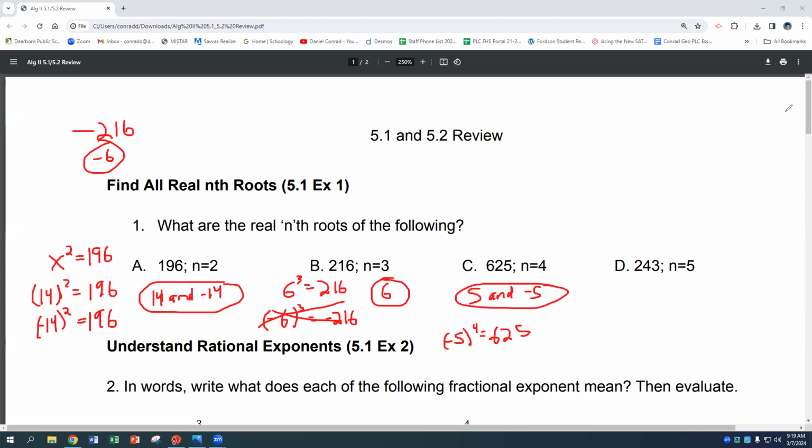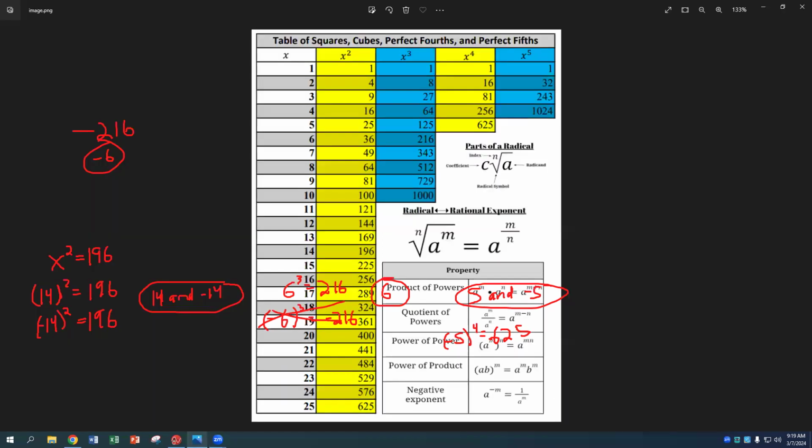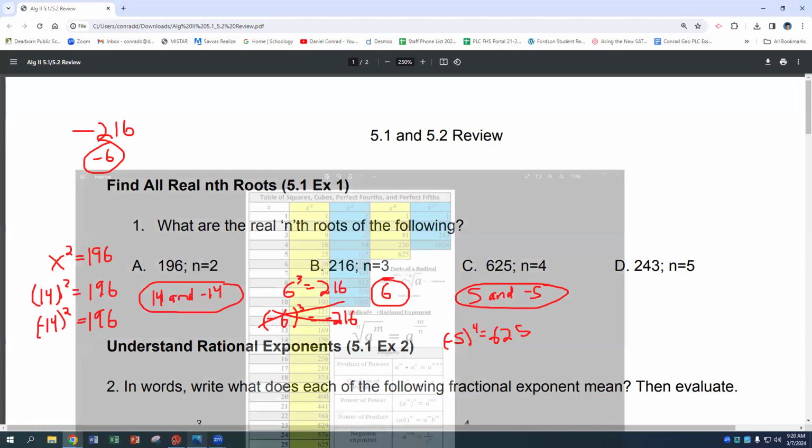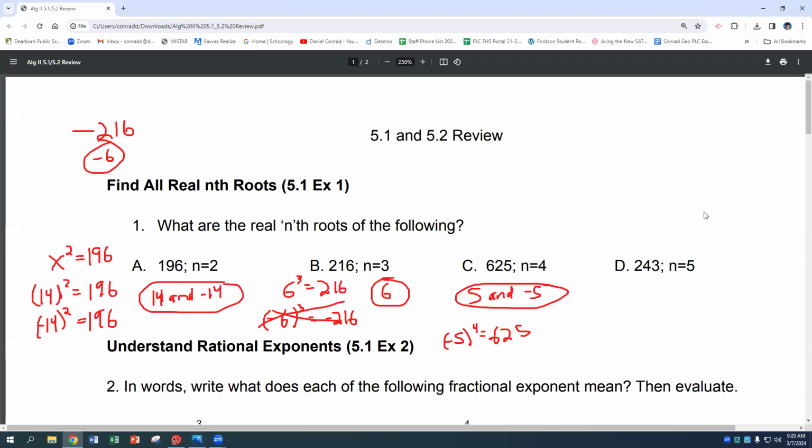Okay, 243. That looks like it's going to be 3, right? The fifth root of 243 is 3. And since n is 5, that's odd, it's just going to be positive 3. All right, so that's the first question. You're just finding the roots, and you can just use the table for that.